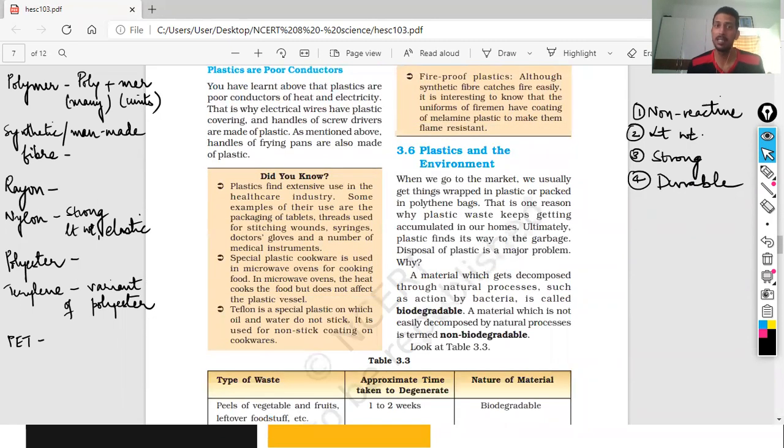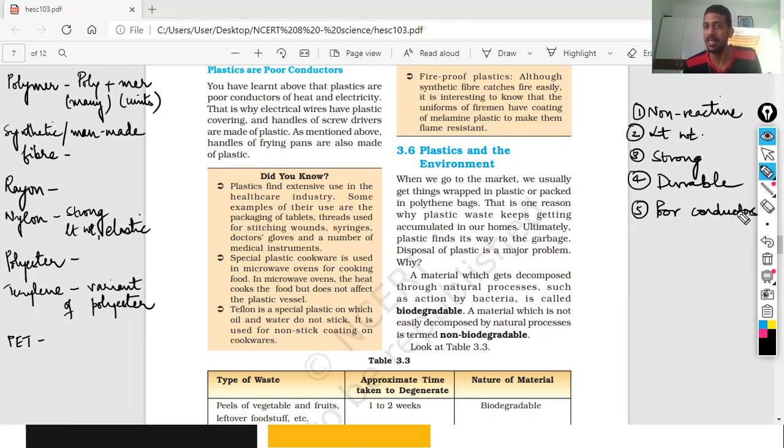Then they're poor conductors of heat and electricity. So if you're using plastic for any of these purposes, you would not get an electric shock, right? They're poor conductors. And as you can see, a screwdriver is also made of plastic. Why? Because when you put it into a plug hole and you try to fix things up, you may actually get a shock if it is not plastic or wood. And wood is not very durable. It's not very strong also. So things like these have made the industry of plastic very, very wide.